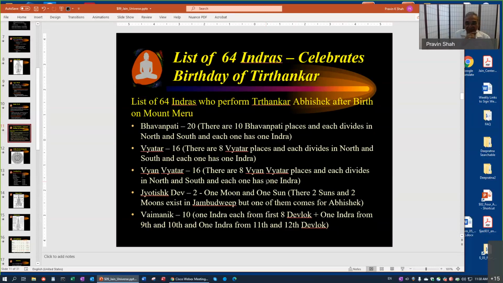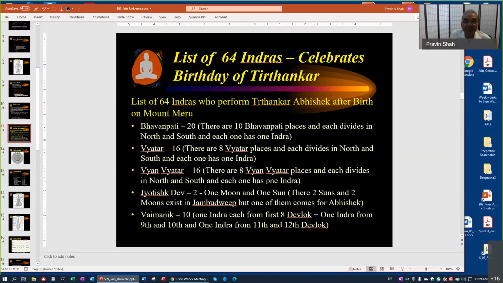The next one is the Jyotishk Dev. Jyotishk is nothing but the sun, the moon, the constellations, the stars, all those things; they are the Jyotishk Devs. They live above us, but still in the middle world. They are within the 900 yojan, since up to 900 yojan up and down from us is considered the middle world. And among the Jyotishk Devs, one moon and one sun is what they count.